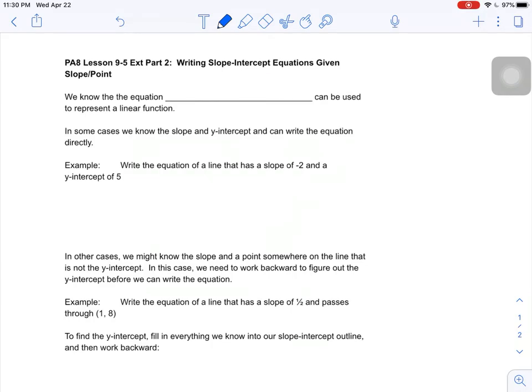So first of all, just a quick reminder. We know that the equation, or the outline, for slope-intercept form is y equals m times x plus b. And this is where we drop our slope in, and this is where we drop our y-intercept in. So you were using that yesterday when you pulled that information off of the graph and then dropped it into the correct slots in the equation.